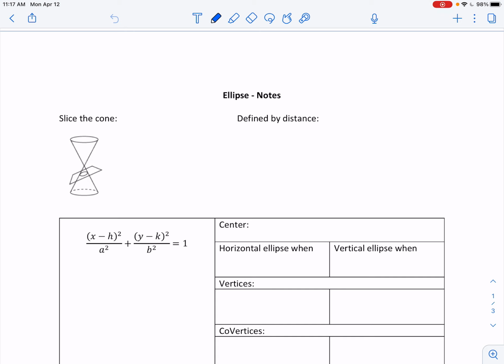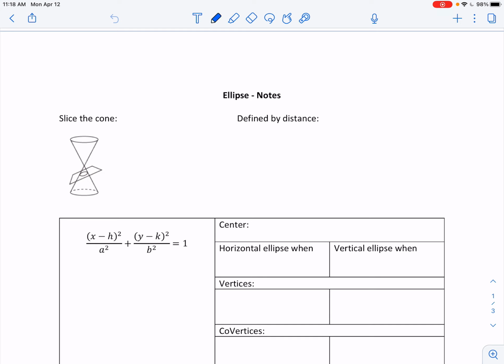So like we talked about with circles, every conic section can be defined by how we slice the cone, and it can be defined by distance. On the ellipse, what we get is when we slice the cone with a plane that's not exactly parallel to the base. If it were perfectly parallel to the base, it would be a circle, but this is now a little bit angled, and that gives us that ellipse shape.